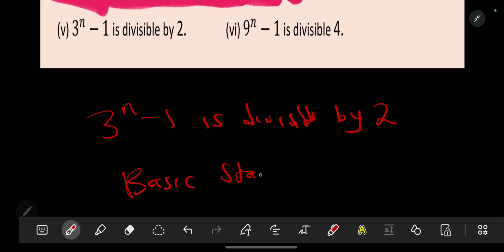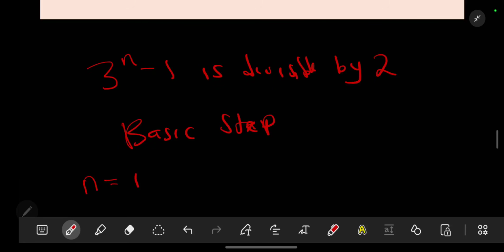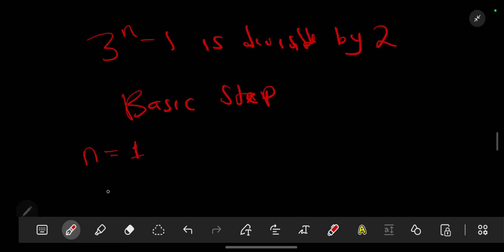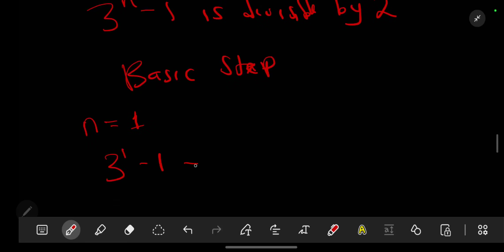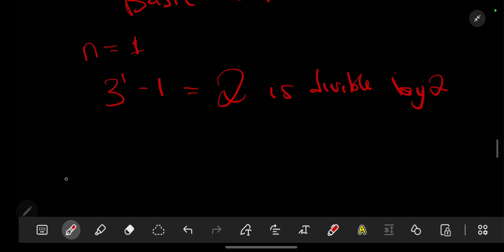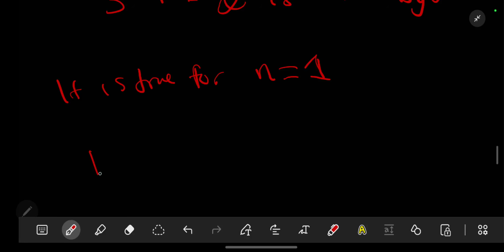So we begin with the basic step. We set n equal to 1, which gives us 3 to the power 1 minus 1. This gives us a value of 2, which is divisible by the number they have given us, by 2. So we can say that it is true for n is equal to 1.